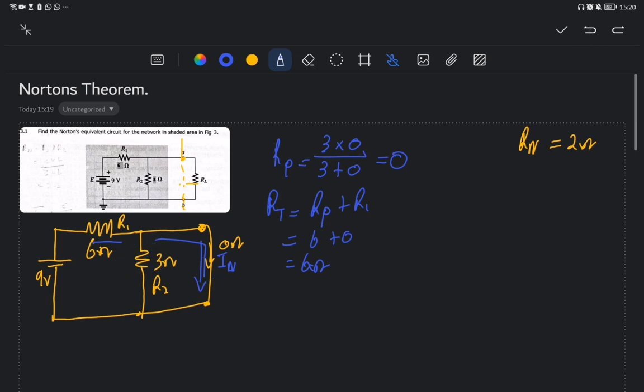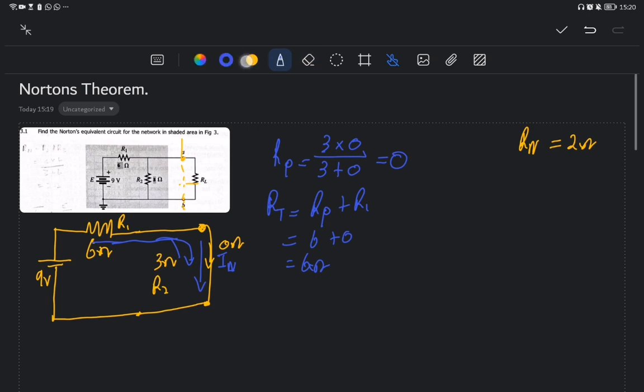Therefore, since we have our total resistance, we can find our total current, which will be the same current which will flow here, because we can actually delete this resistor as if it doesn't exist, because it's not significant. It adds no value. No current will flow through it.